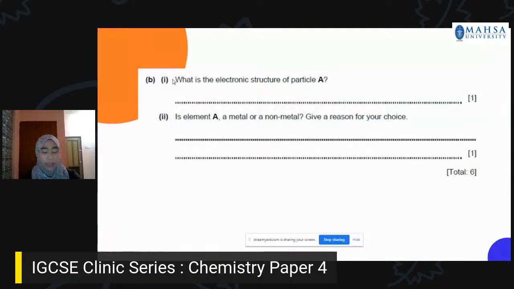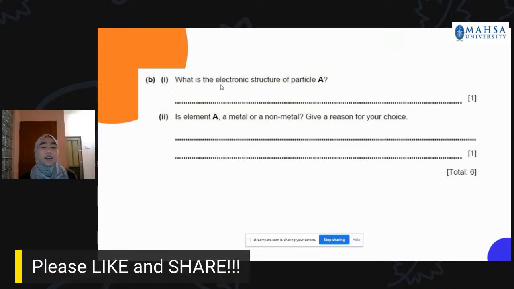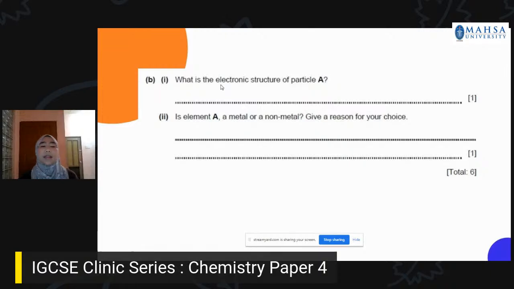What is the electronic structure of particle A? When you are referring to electronic structure, you are referring to the electron number, because like mentioned just now, electronic is the electron. Electrons are located outside, so basically the electrons will be arranged depending on the orbital. The first orbital can hold a maximum of 2 electrons. The second orbital, the highest you can put is 8. And the third orbital, the highest you can put is also 8. Okay, 2, 8, 8. That is the basic for electronic configuration, electronic structure, or electronic arrangement.